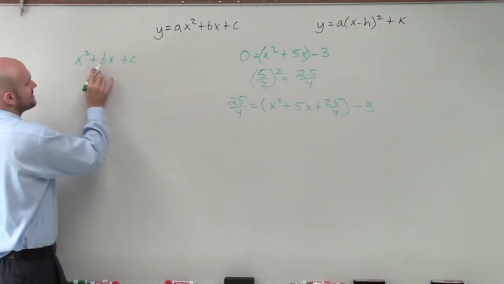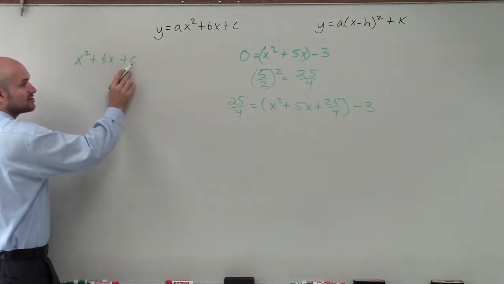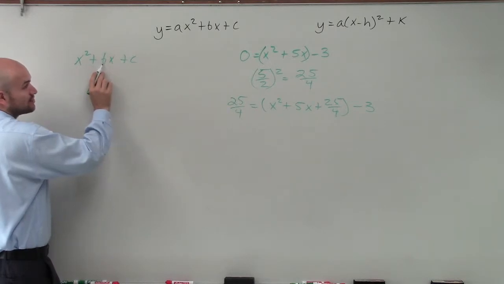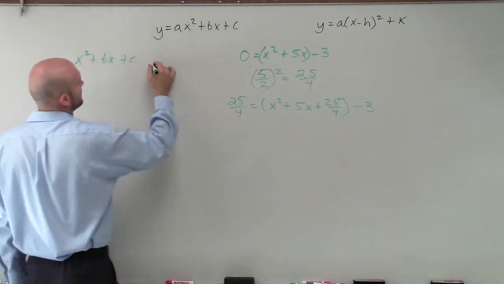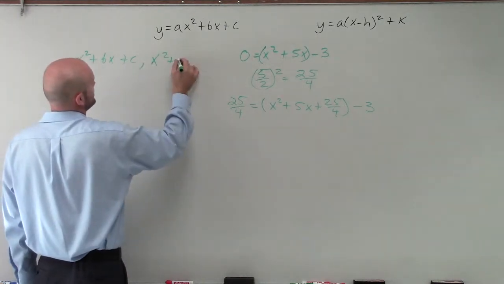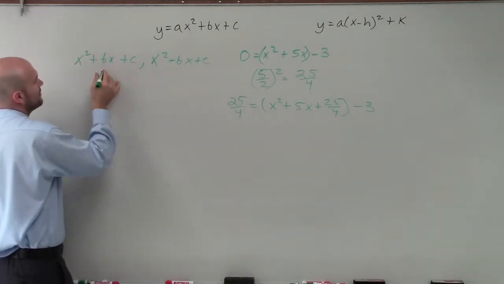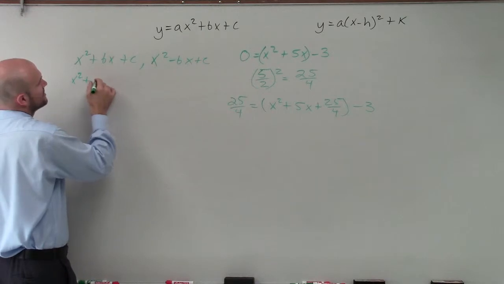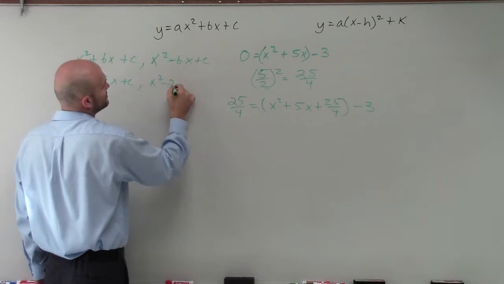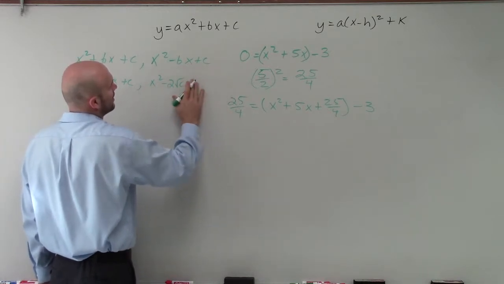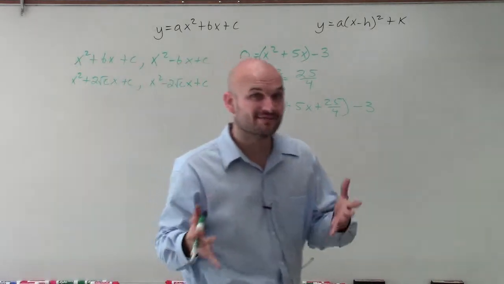Well, one, we know that if this is a perfect square trinomial, then the middle term is going to be the square root of c times 2. So we could have x squared plus bx plus c, which really is x squared plus 2 times the square root of c times x plus c. And this is going to be x squared minus 2 square root of c times x plus c.